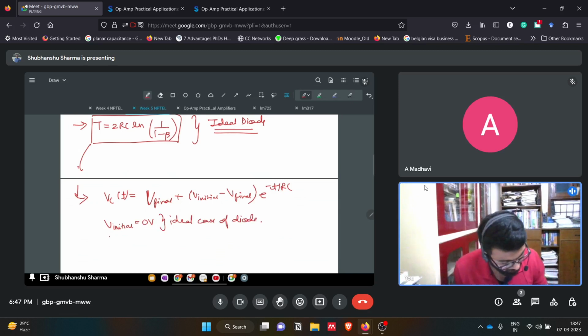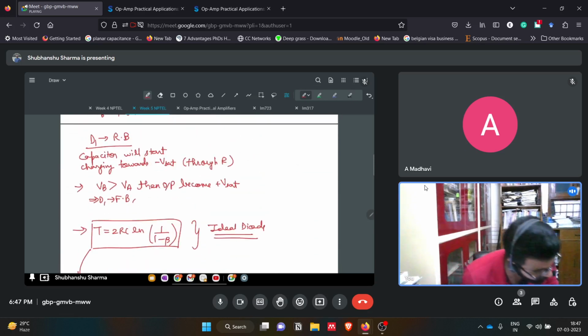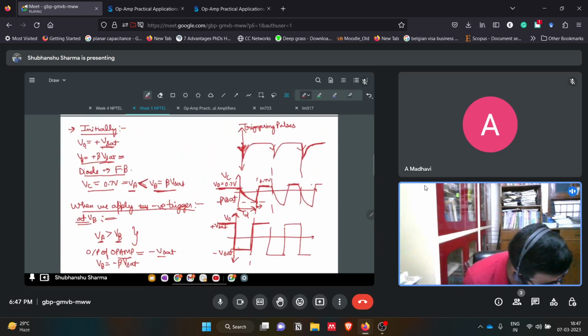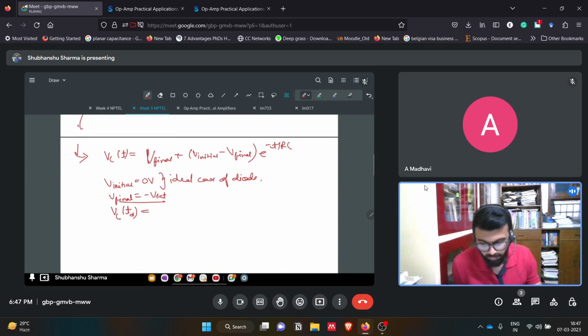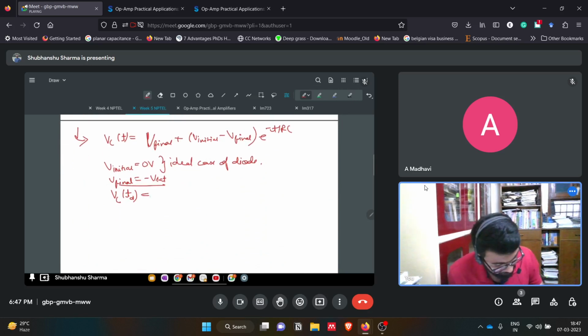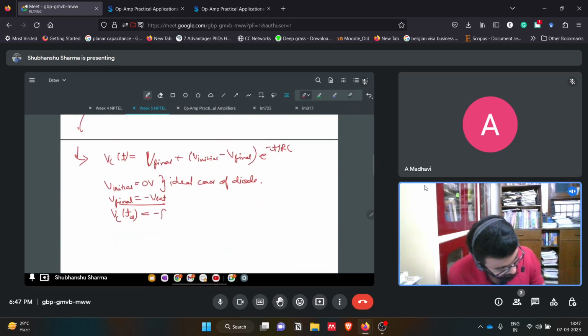Okay, and V final will be what it wants to achieve, minus V saturation value, but it will be unable to do that. So V final will be minus V sat, and the VC at t equals TD, the discharging point, will be VC of TD equals minus beta V sat, minus beta V saturation.